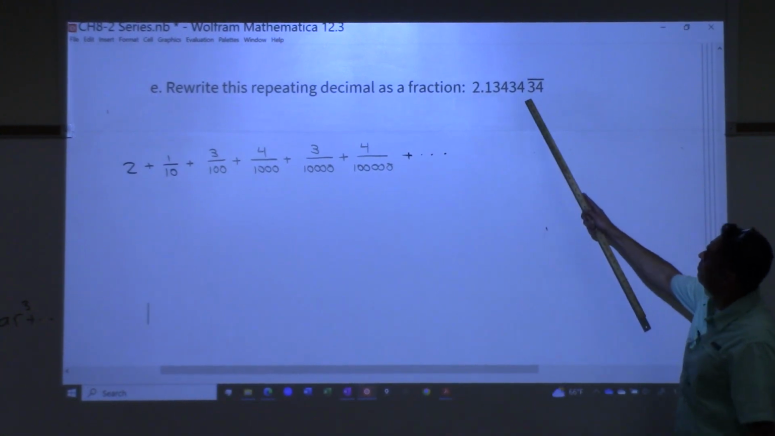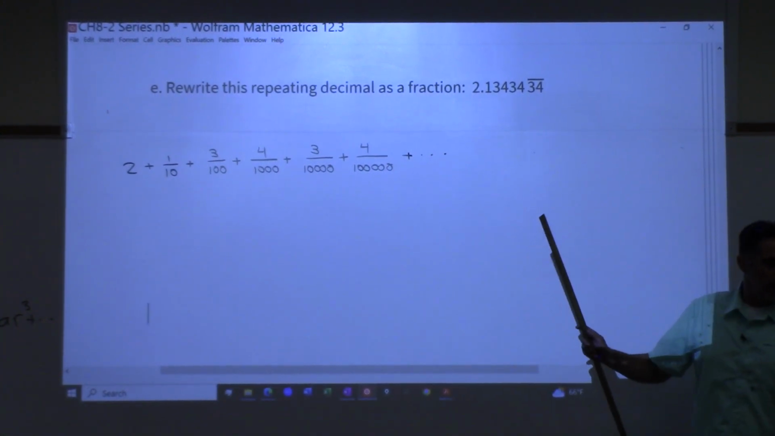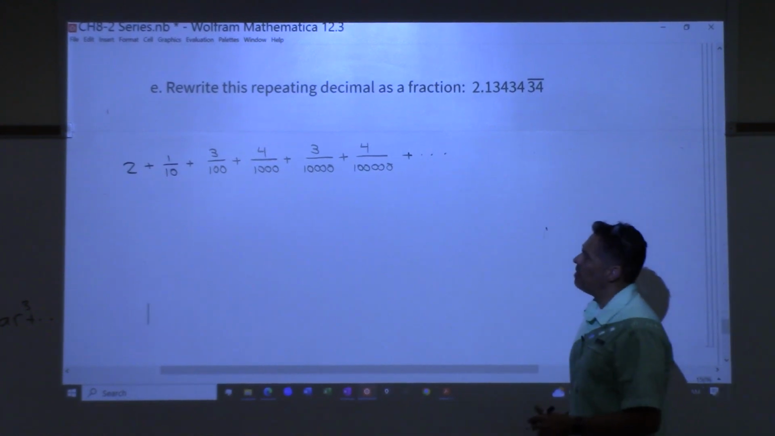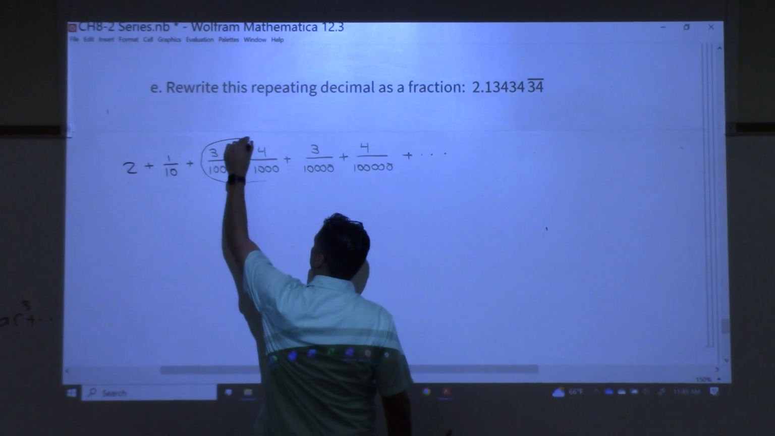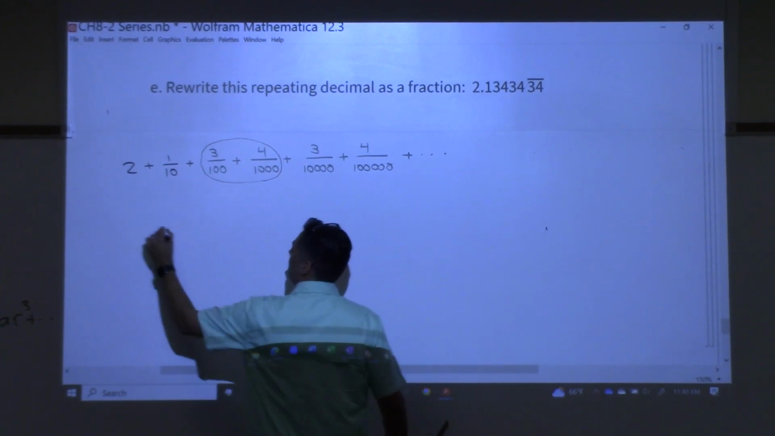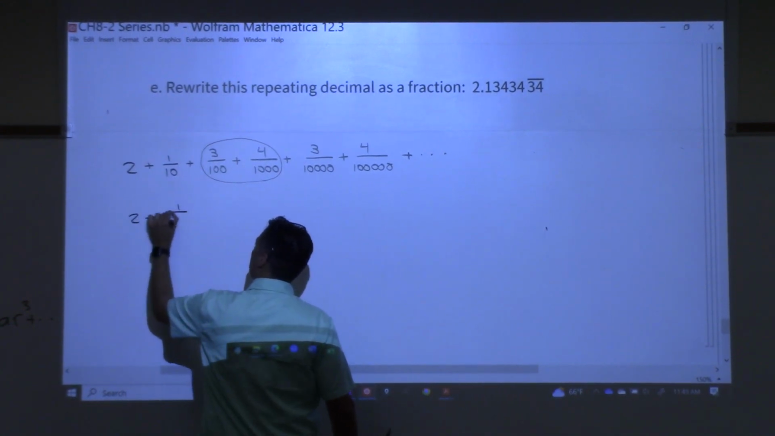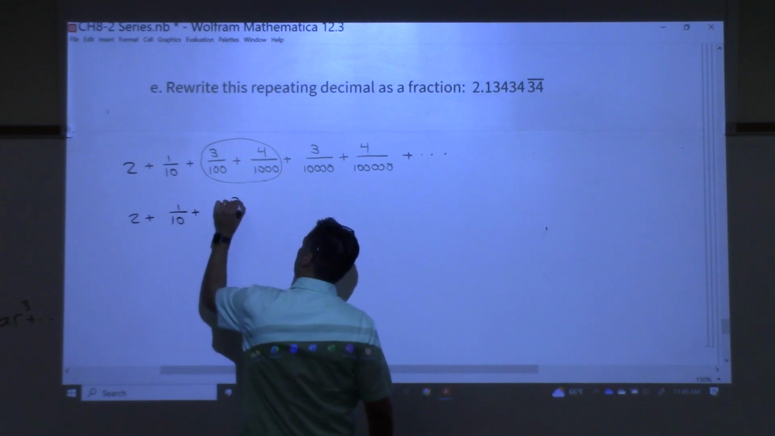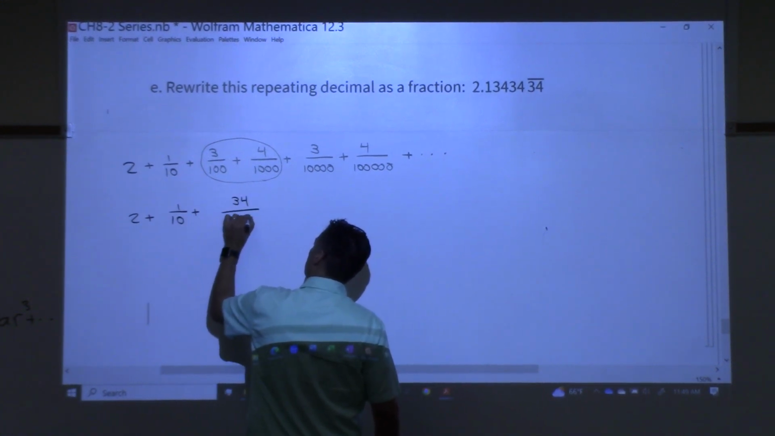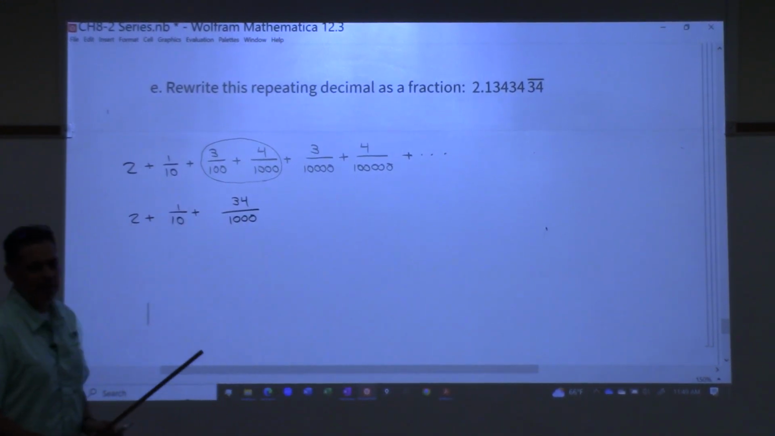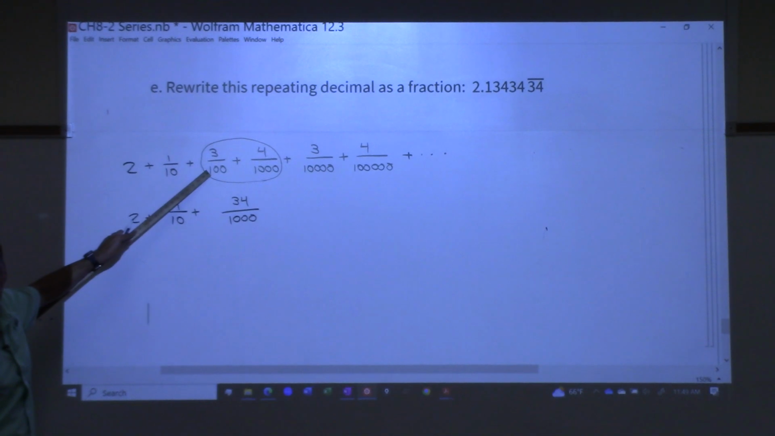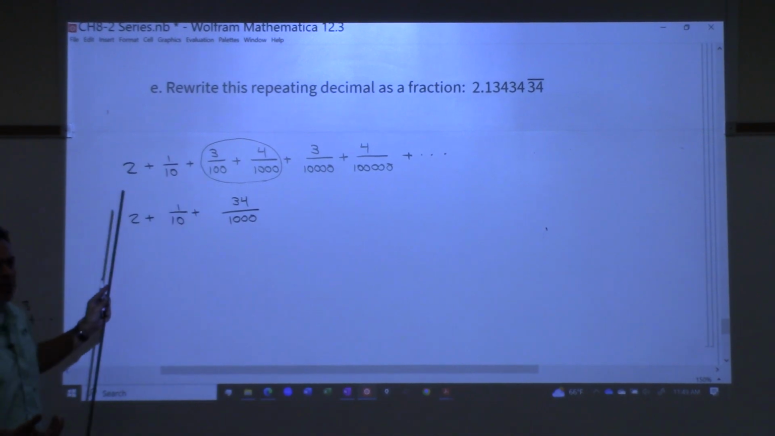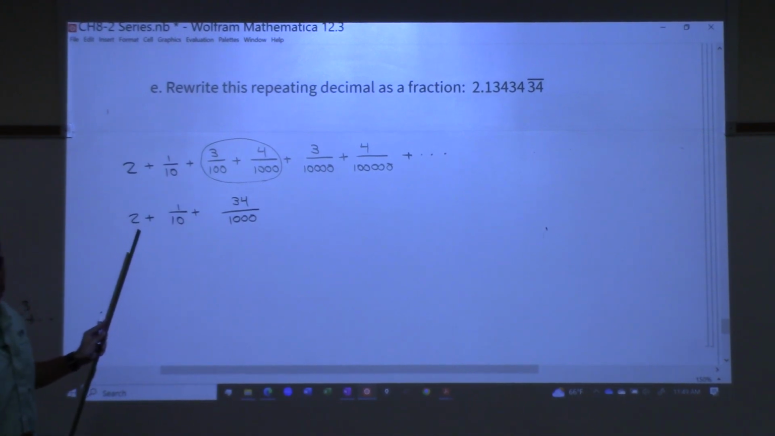Now, I have repeating, right? It repeats with the 3, 4, 3, 4, 3, 4, 3, 4. So what I'm going to do is group the 3 4s together. This right here could be rewritten as 34 over 1,000. Now, if you don't believe that, just multiply the top and bottom of this by 10, and you get 30 over 1,000, wouldn't you? And then you add them together and you get 34 over 1,000.